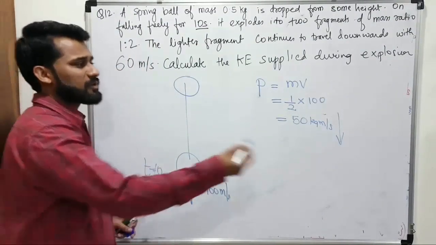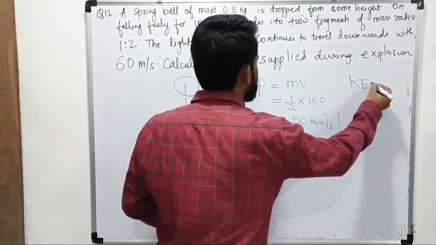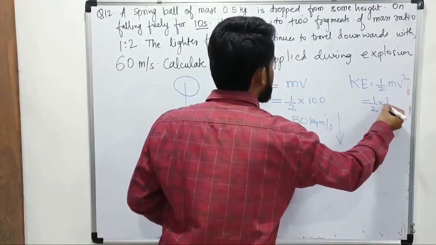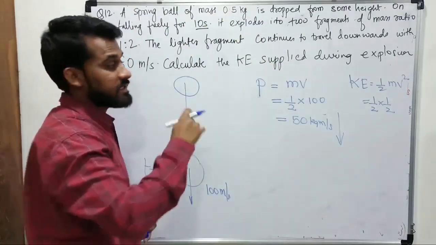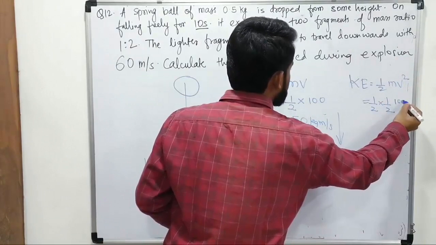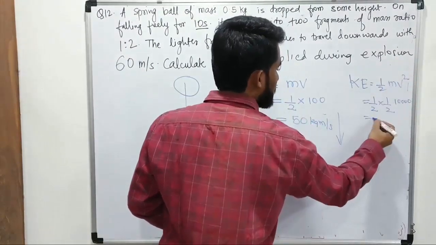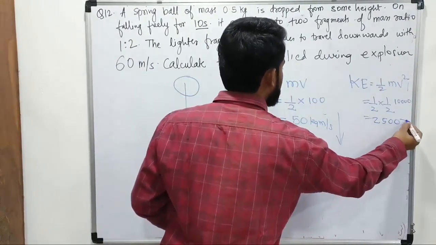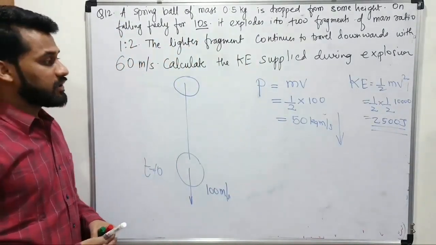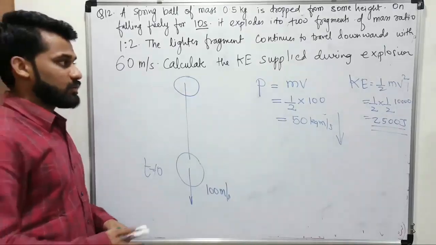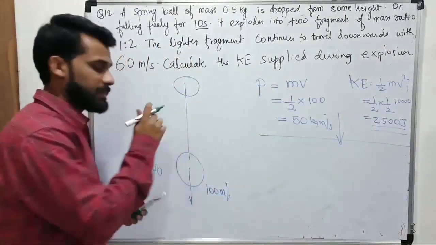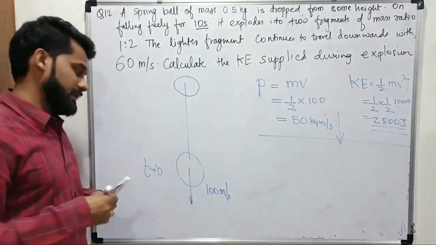Let us also calculate its kinetic energy at that time. Its kinetic energy is half mv square. So half, its mass is also half, 0.5 kg, and its velocity is 100. 100 squared is 10,000. So if you solve it properly, you will get 2,500 joule. Its kinetic energy is 2,500 joule, right? So before the explosion takes place, the momentum and kinetic energy of the spring ball are in this way.